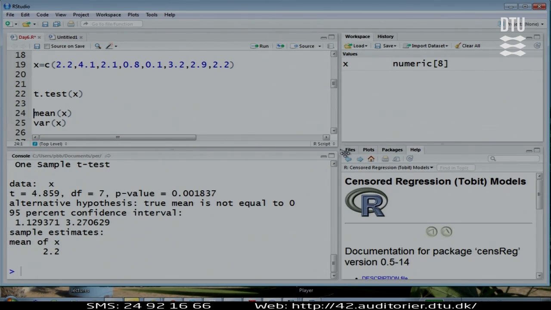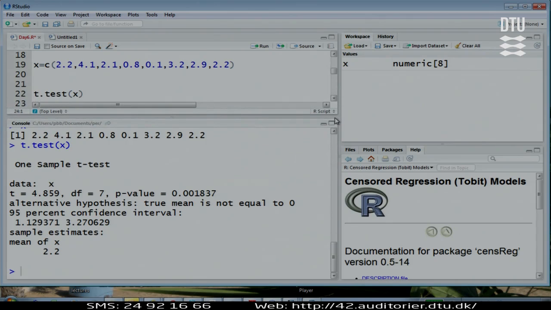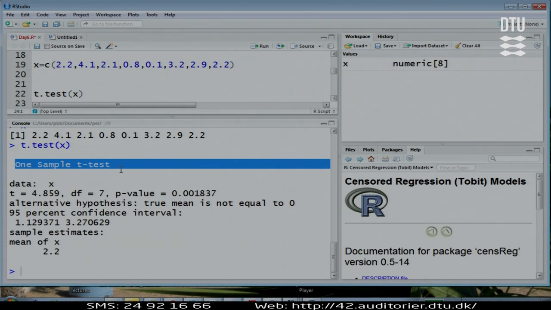If I use the t-test function, just without any other options, just t-test on my X data, I get something out. It tells me I'm doing a one-sample t-test. That is what you are taught today. That's the name of what you're taught today, as it is known out in the world globally. You have now been taught the one-sample t-test.